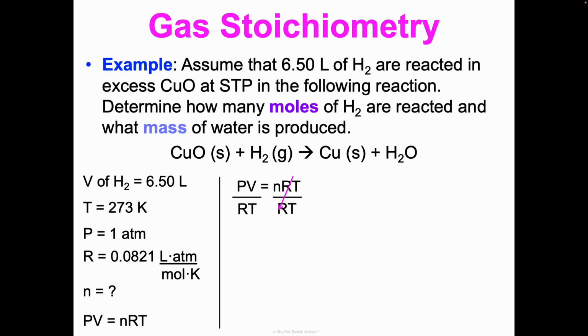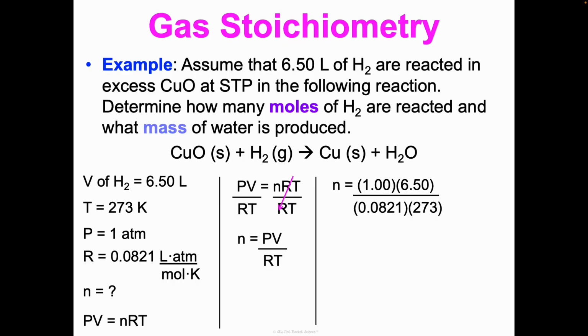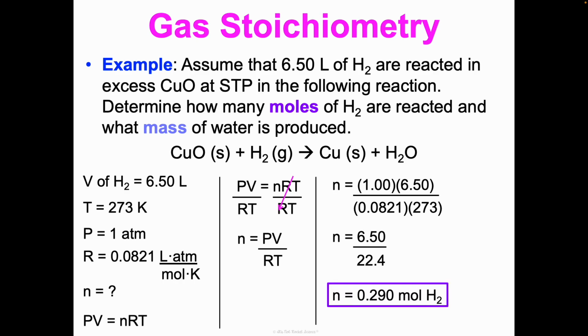So divide both sides by RT, gives me n equals PV over RT. Plug it in. P equals 1.00, V equals 6.50, R is 0.0821, T is 273. Multiply across the top, multiply across the bottom, and then divide, and you get moles of hydrogen gas, which is 2.90 moles of hydrogen gas. Okay, we found the first part.